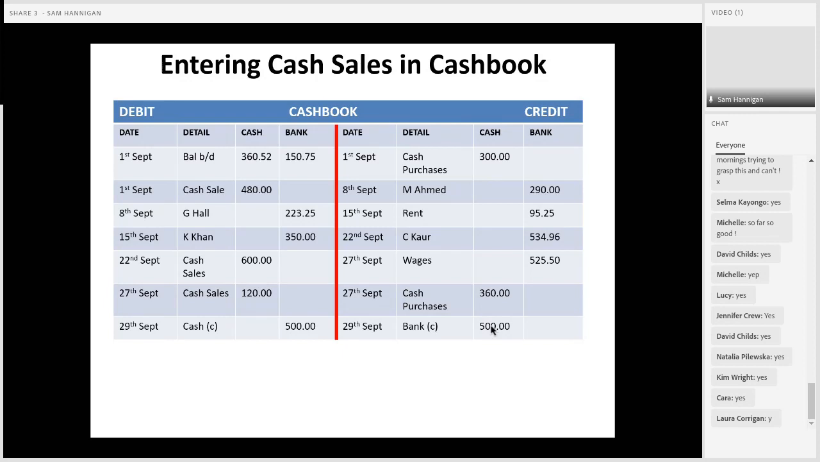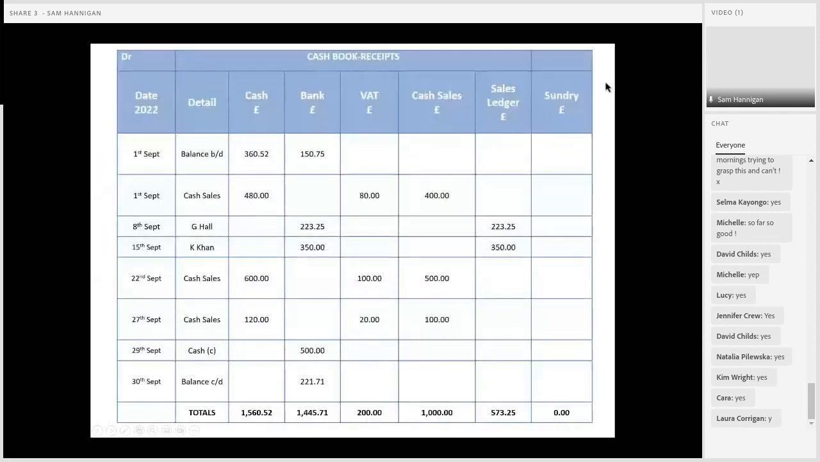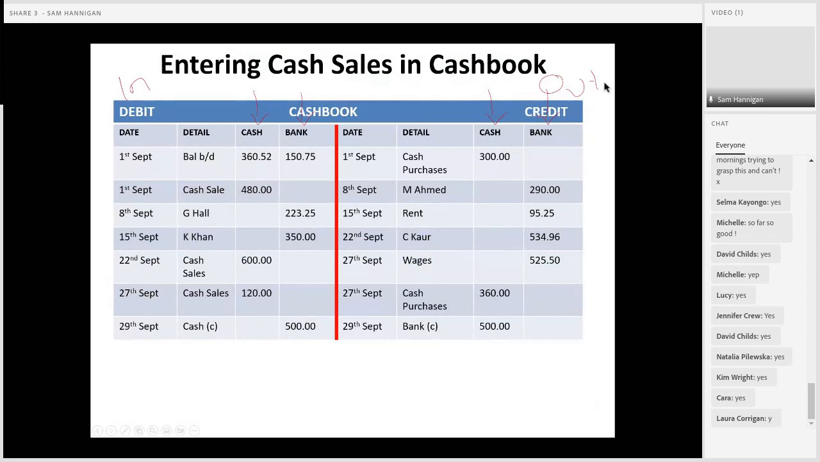Okay then, so we've got a cash book again. As you can see, we've got the cash column and the bank column. Cash column, bank column. This is in and this is out. So if we had a T account, we'd have a T account called cash and one called bank.